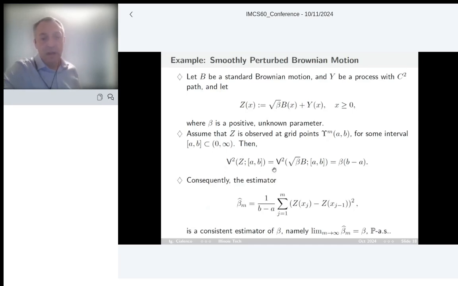If I take the quadratic variation, I'll have that the quadratic variation of Z is the same as the quadratic variation of root of beta B. Y doesn't change it. And that would be equal to beta times (b minus a). Why b minus a? The quadratic variation of the Brownian motion is exactly the length of the interval. And that means beta is equal to the quadratic variation divided by b minus a. I can approximate it by a sum. And here we go. I found a simple estimator, in 2 lines, for the coefficient beta.